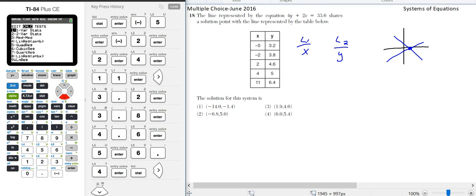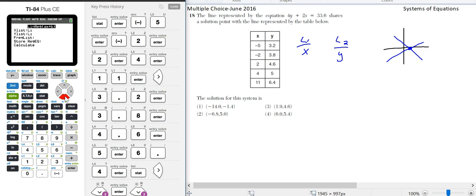And then we're going to click on Stat again, Calc, and we're going to scroll down to 4 for linear regression, because we know that our table represents a line because it says so in the question. We're going to click on linear regression, press enter, and our x list is L1, that's correct. Our y list is L2, that's correct. Frequency list we don't have, we're not discussing that now.